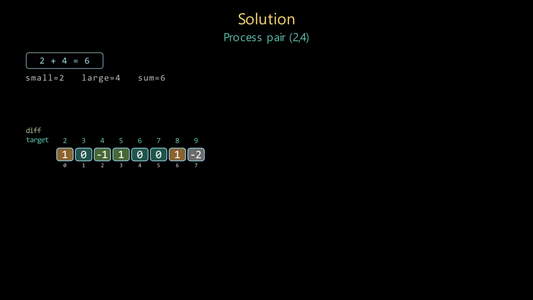Now process pair 2 and 4 into the same shared difference array. Here small is 2, large is 4, and the current sum is 6. Again, add 2 at target 2 for the baseline cost. Stop the baseline after target 8, so subtract 2 at target 9. The one move range starts at target 3, so subtract 1 there. That range reaches target 8, so add 1 at target 9. The exact current sum is 6, so subtract 1 at target 6. Stop that point update after target 6, so add 1 at target 7.